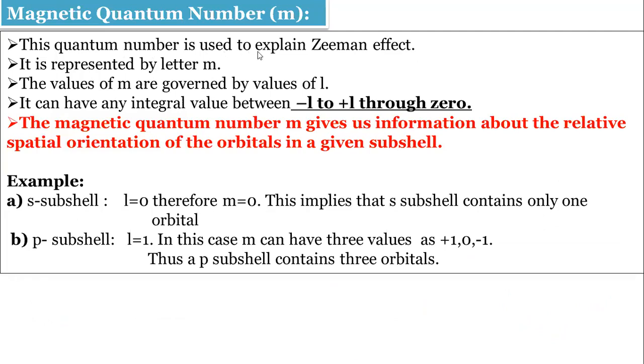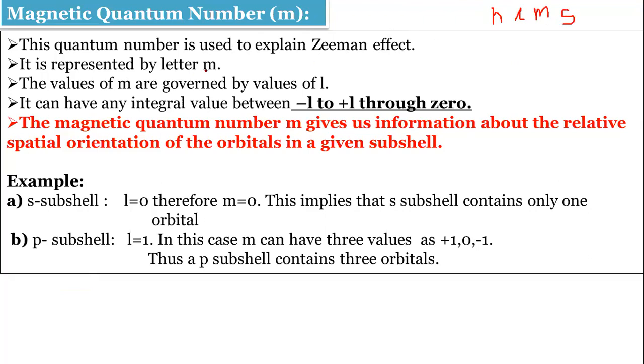This quantum number is used to explain the Zeeman effect. Zeeman is the name of the scientist who was an assistant of Bohr. He did a lot of work on magnetic fields. So this quantum number is used to explain the Zeeman effect. It is represented with the letter small m. Principal quantum number is denoted with small n. Azimuthal quantum number is denoted with small l. Magnetic quantum number is denoted with small m. And the spin quantum number is denoted with small s.